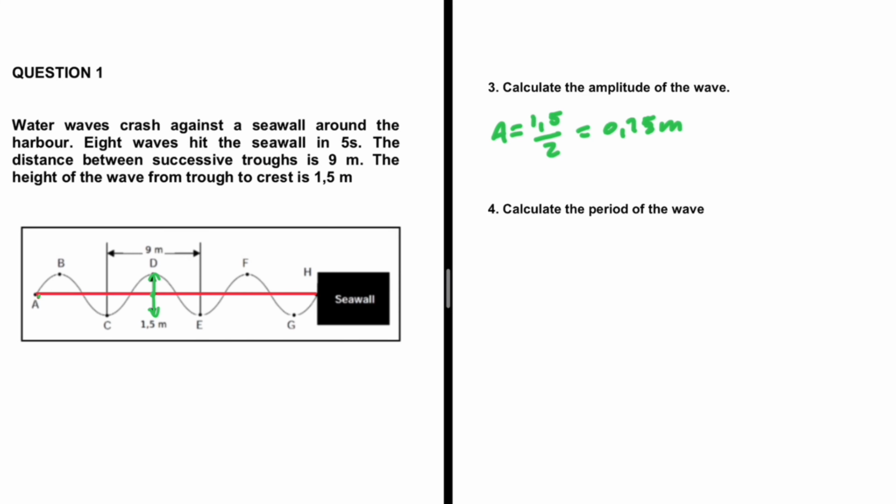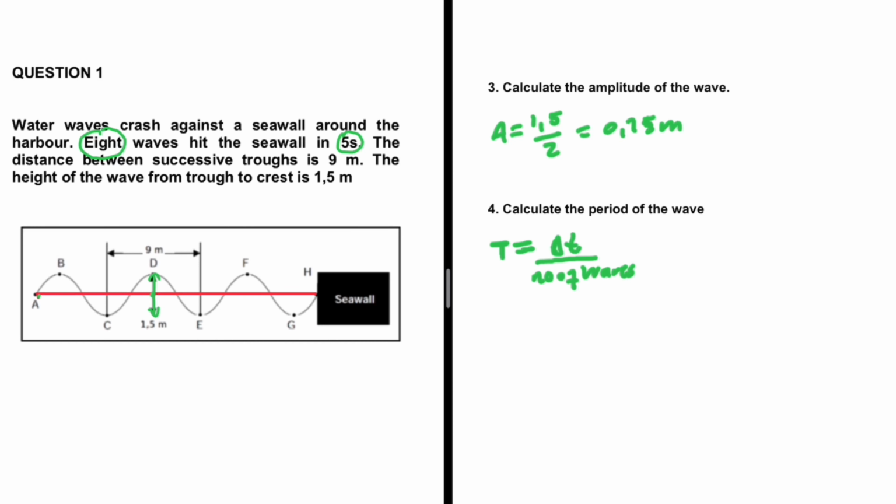8 waves hit the seawall in 5 seconds. So we have 8 waves hitting the seawall in 5 seconds. That is actually all the information we need to calculate the period, because we don't have the frequency in this situation. So we cannot use frequency to calculate the period. But we can say that the period T is equal to the change in time divided by the number of waves. If we use this formula, we're going to get at the period.